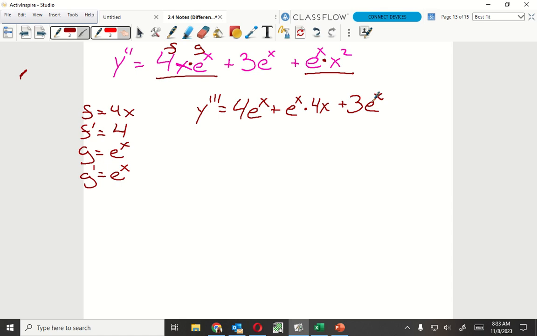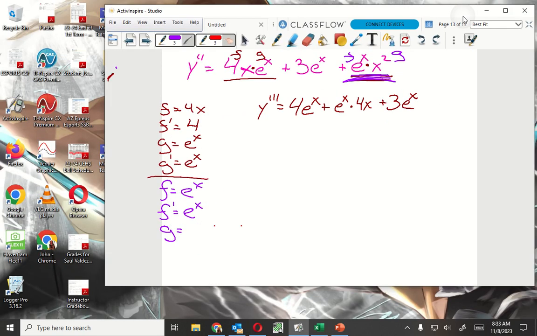And now I'm going to take a look at this piece right here. So again, I'm going to change colors on this. I'm going to say that this is going to be my f and this is going to be my g. So f is e to the x. F prime is e to the x.